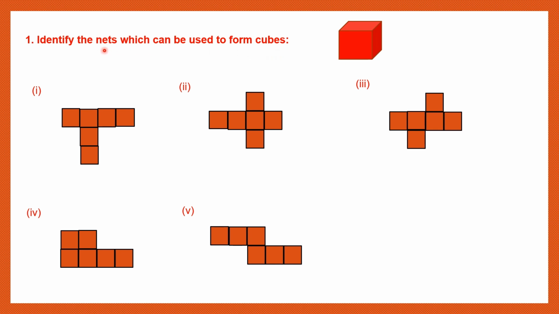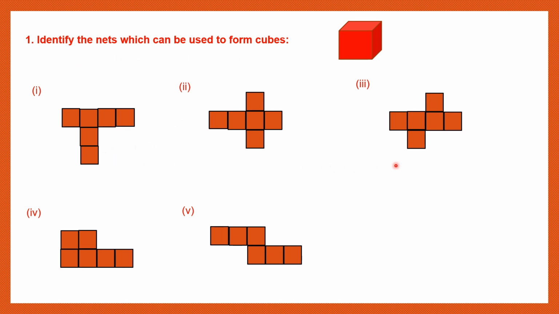Now, what is the net of a cube? When you open out a cube, the flat two-dimensional shape that you get is called the net of a cube. Now, there are many nets of cubes. All of you must have learned that. Here in this question, we have to identify the nets which can be used to form cubes.